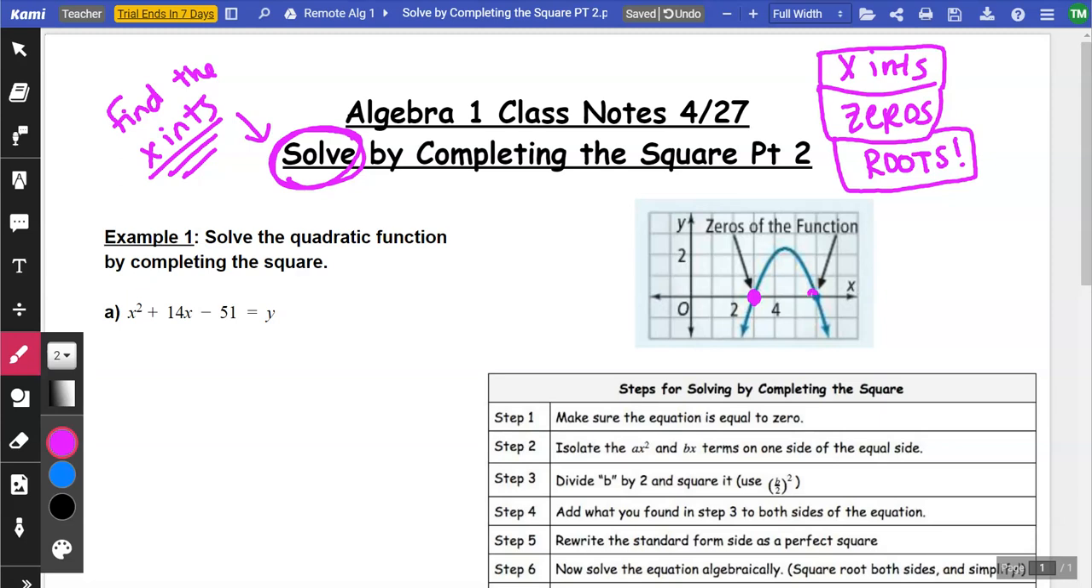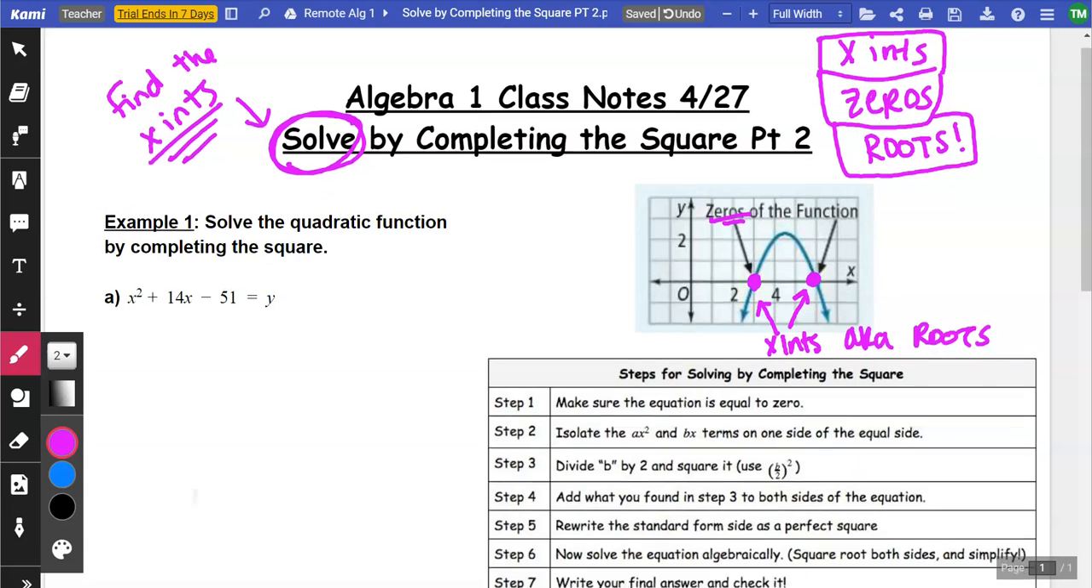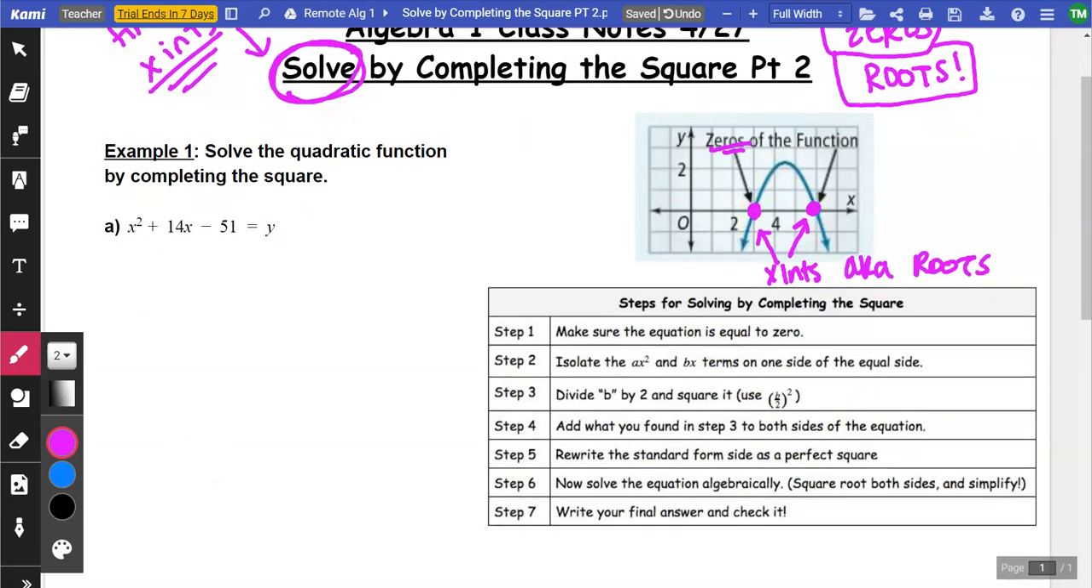I'm talking about the x values of these points right here. Where does my parabola cross the x-axis? These are the zeros of the function. These are my x-intercepts, and they can also be called the roots. And we'll talk about why they can be called the roots in just a second when we solve this problem by completing the square.